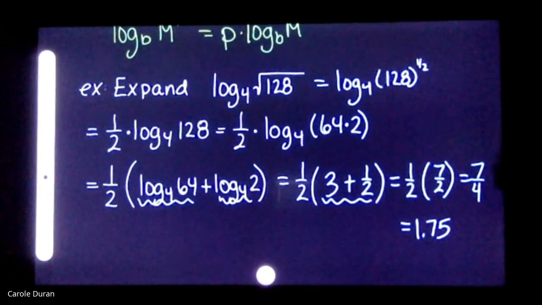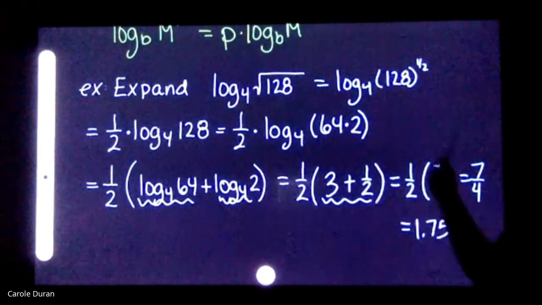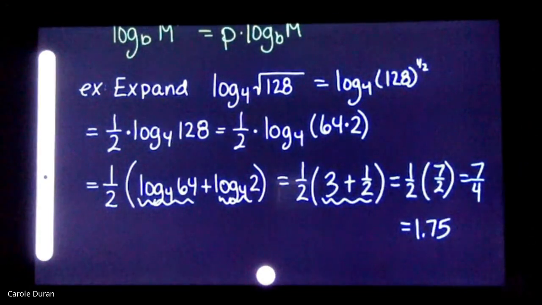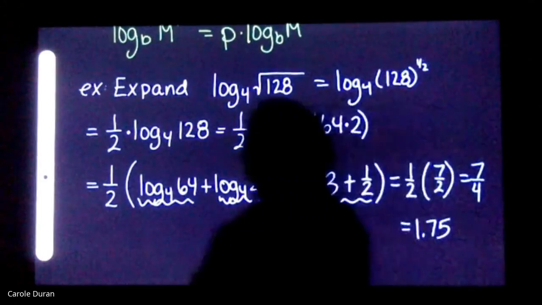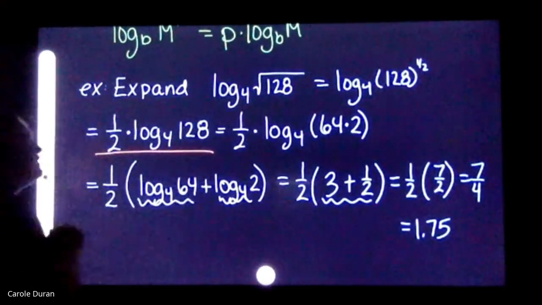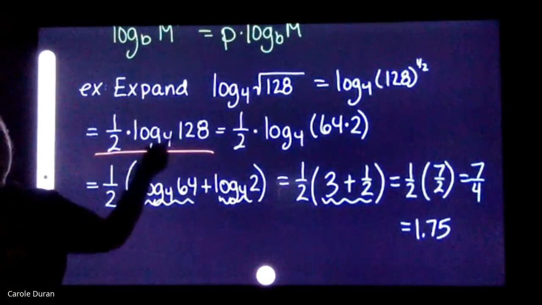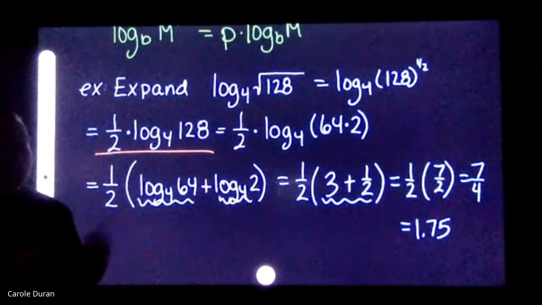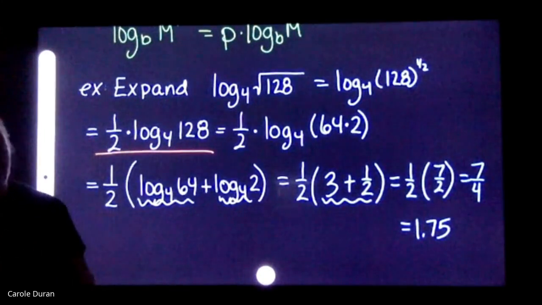I would not expect you to do all of this excessive work on a test or a quiz, but it's nice to see how the properties play into it. You absolutely could have gotten right here and then just used your change of base formula to do log 128 divided by log 4 and then multiply your answer by 1/2, and it still would have worked out the same way.